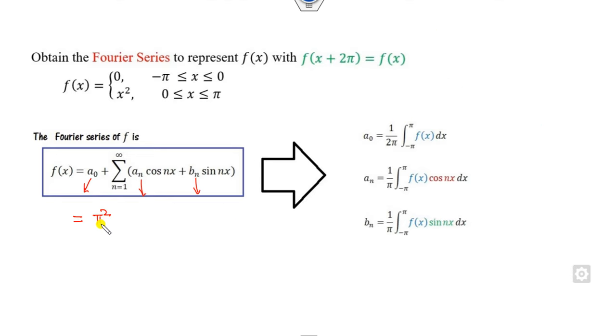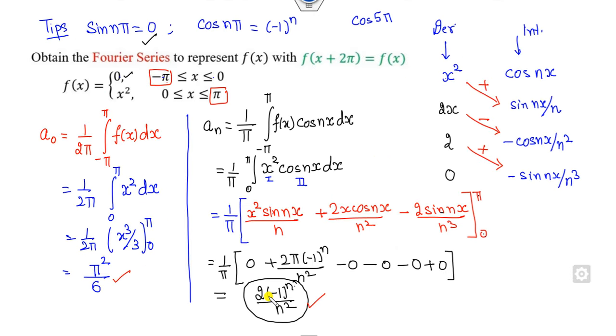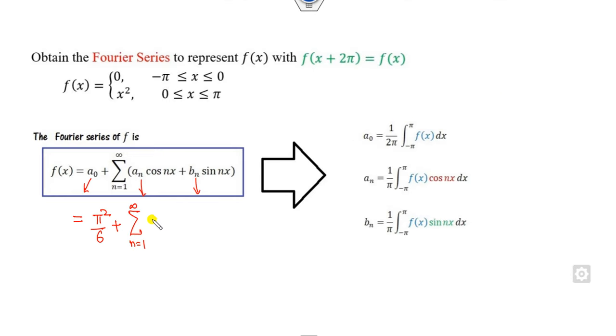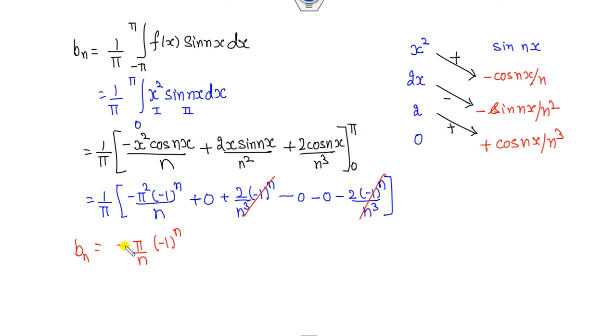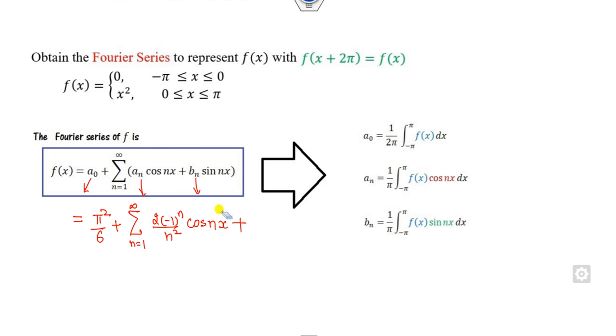So it is pi square over 6 plus summation n varies from 1 to infinity. What is the an? 2 raised to power 2 into minus 1 raised to power n over n square cos nx plus what is the bn? Bn is minus pi over n. So I can substitute here minus pi over n minus 1 raised to power n sin nx is the right answer of this problem.